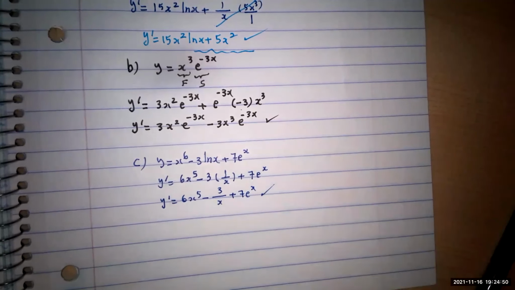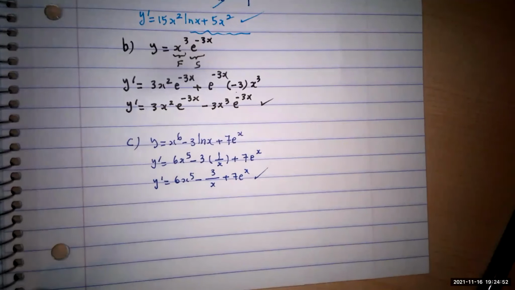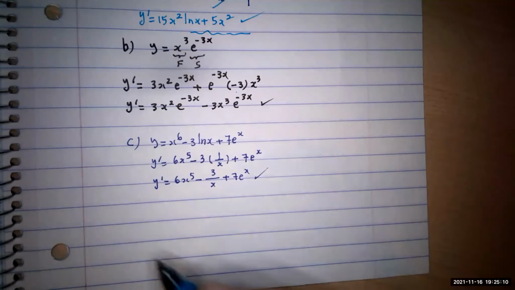Done. Any question? There's nothing special about this one, but I just want to remind you that if you have just kind of an ordinary function, no product rule, no quotient rule, no chain rule for this one. Okay, so that would be part C question. Part D.